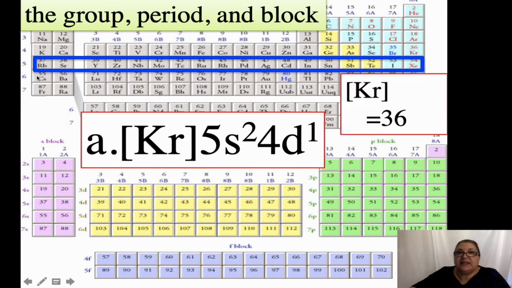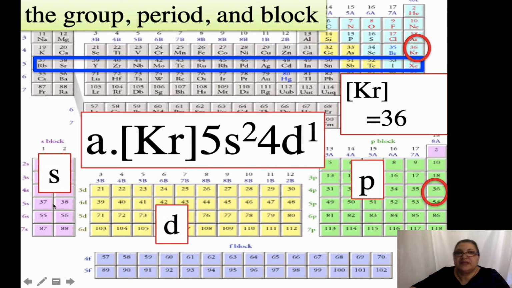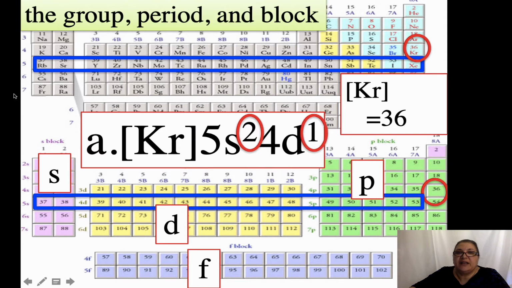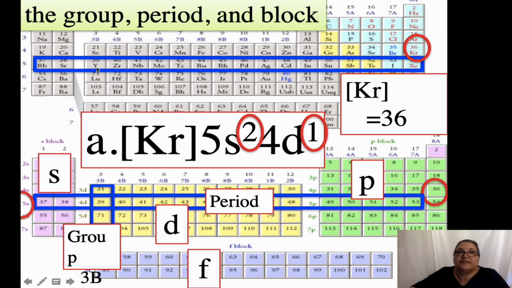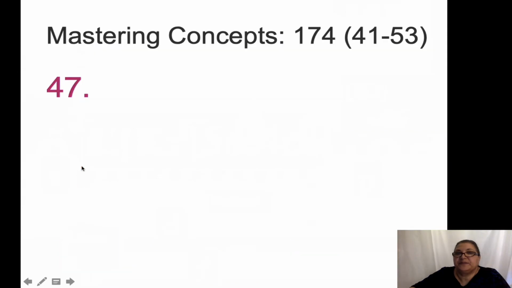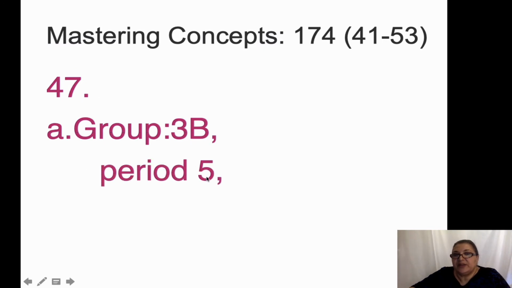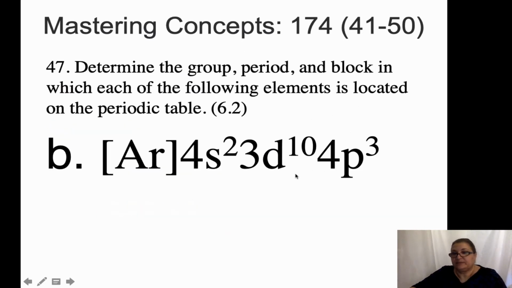And then what comes next is the 5S2, which has 2 electrons, and 4D1. So 36 plus 3 is 39. And this is just a reminder of all your S, P, D, and F. So 39 electrons, which is element Y right here. So the group number is 3B, and period would be 5. So group is 3B, period 5, and the block is D. D block.